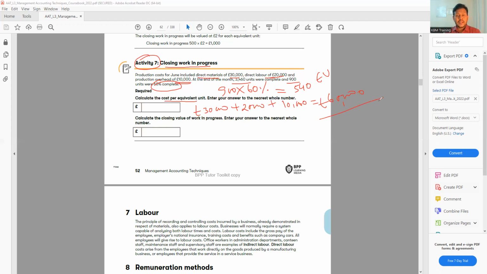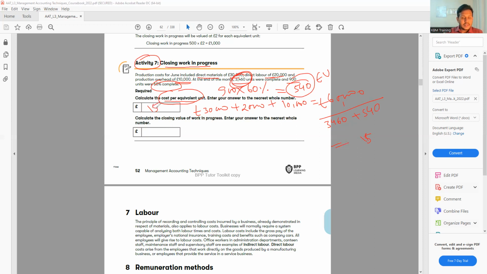Total cost is 60,000. And the equivalent units: I already have 3460 completed, and we have equivalent units 540, so plus 540. So how much is the cost per equivalent unit? You can see here 60,000, and on the bottom we have 3460 completed, and 540 is the equivalent that will be equal to the complete unit. So how much will be the cost per equivalent unit? You find it out. Tell me the figure. 15. So 15 per equivalent unit.